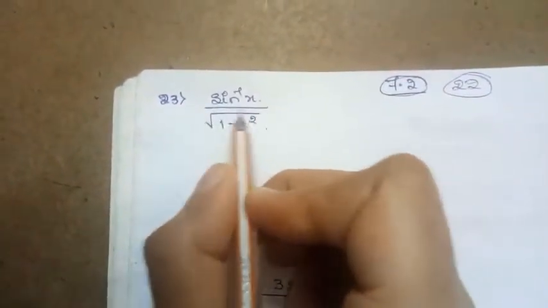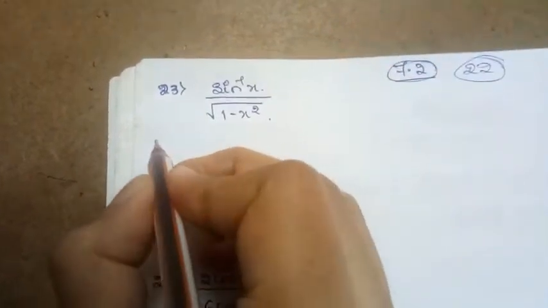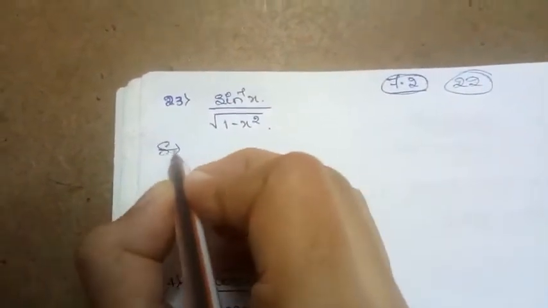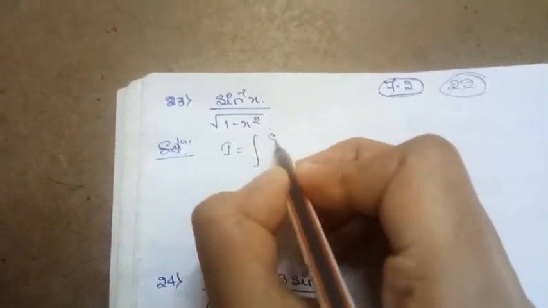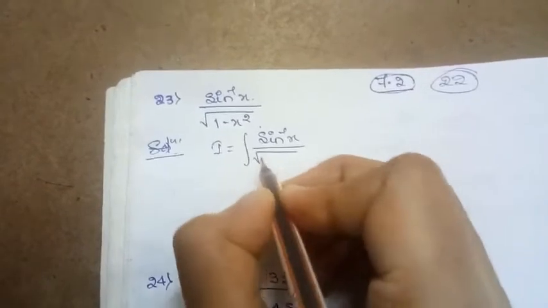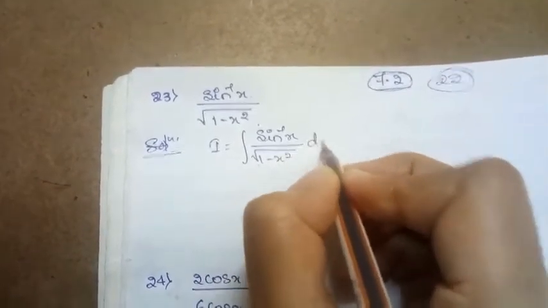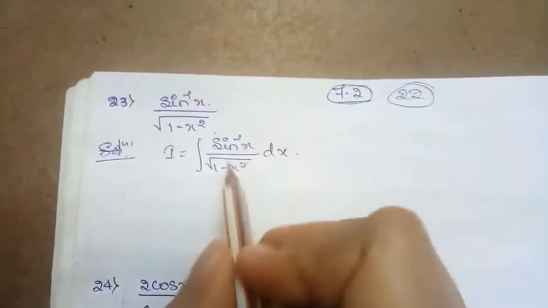The next question is the integral of sine inverse of x divided by square root of 1 minus x square. We need to find the integral of this one. So how do I start the solution? First, I take I is equal to the integration of sine inverse of x divided by square root of 1 minus x square dx. Since the method is clear, we can substitute here.